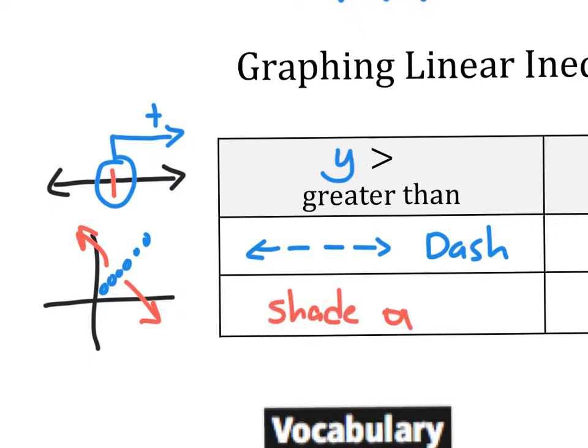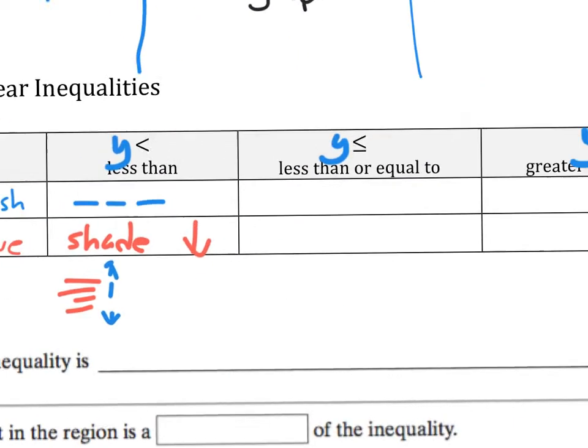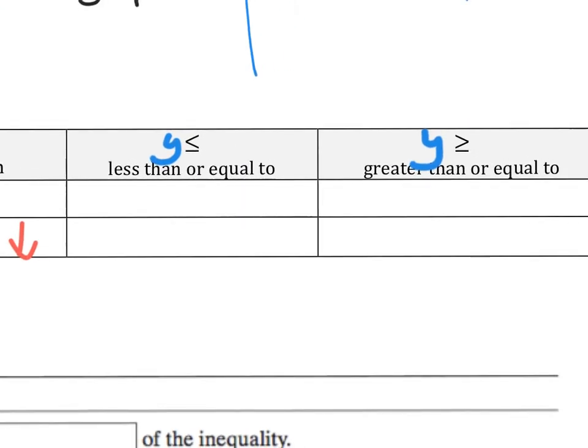Now, the one time that it's not going to be above is if you graph a vertical line. If you graph a vertical line, then that'll be shade to the right. All right, so continuing on. These ones over here are both dealing with solid lines because of the equal sign. Solid lines. And then this one here would be shade below, and this one, greater than, is shade above.